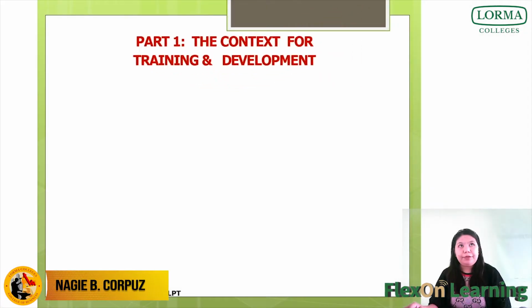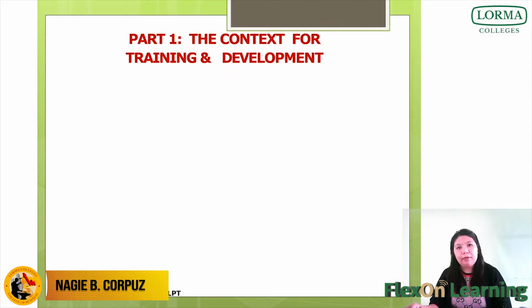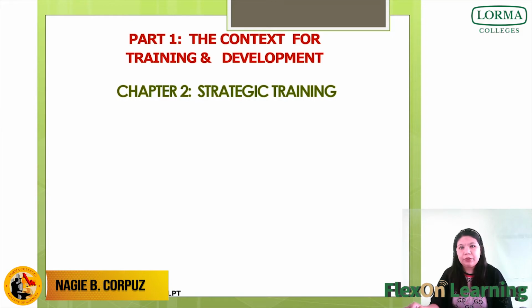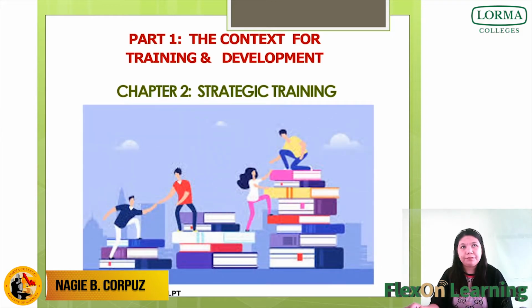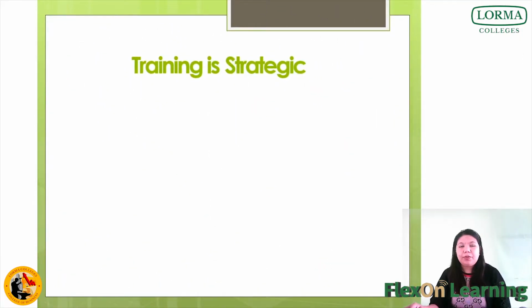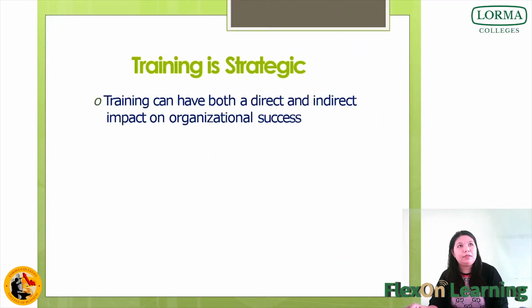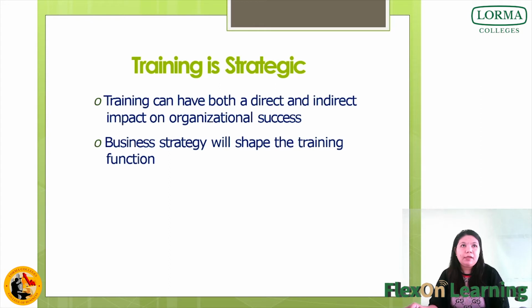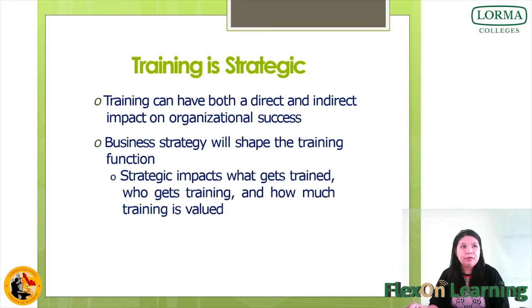We're now on part 2 of the context for training and development, that is strategic training. Why is training strategic? Because training can have both a direct and indirect impact on organizational success. Business strategy will help the training function, and the strategic impacts what gets trained, who gets training, and how much training is valued. And the role of training is evolving.